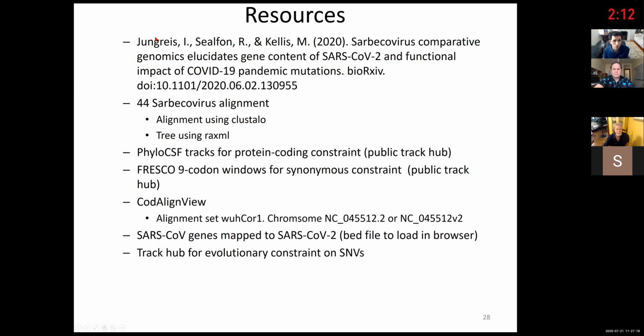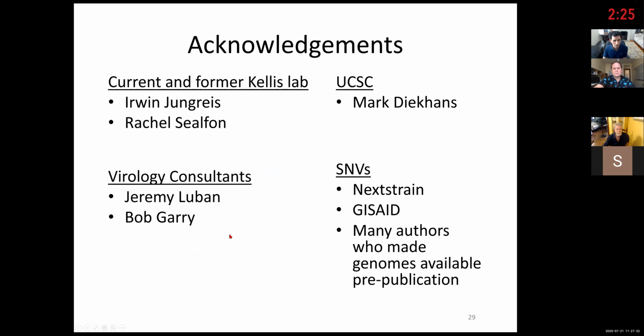So there's a lot of resources out there. We've put our paper on bioRxiv. We've made the alignments available. We have phyloCSF tracks, we have synonymous constraint tracks. We have codon alignment views for everything, and there's a track hub. And as I mentioned earlier, Irwin Jungreis led this work in collaboration with Rachel Sealfon, both of them former students of mine. And we've had a lot of very nice conversations with several folks. And the SNVs are, of course, thanks to Nextstrain and GISAID.